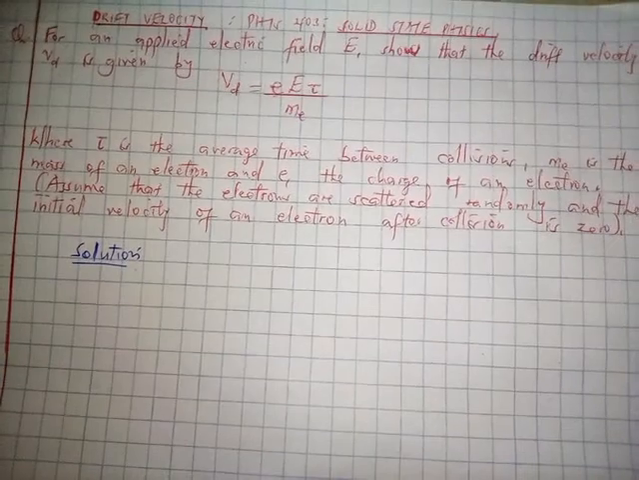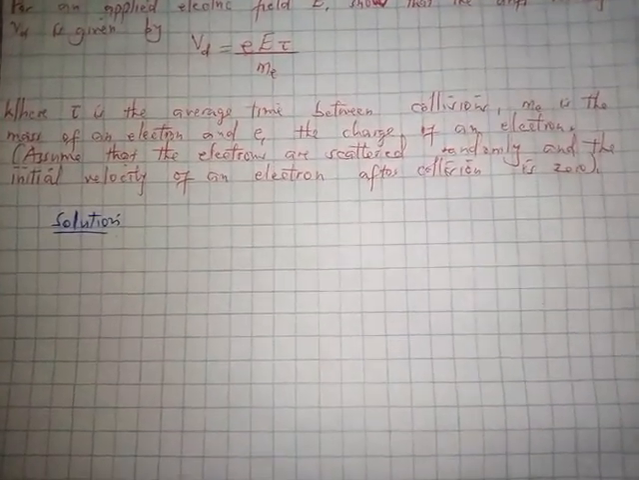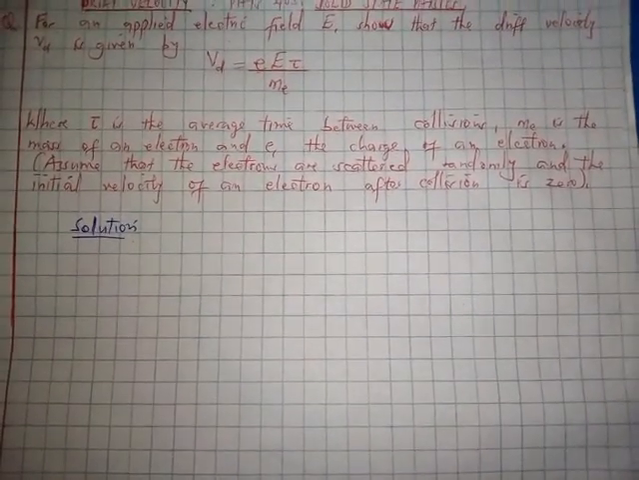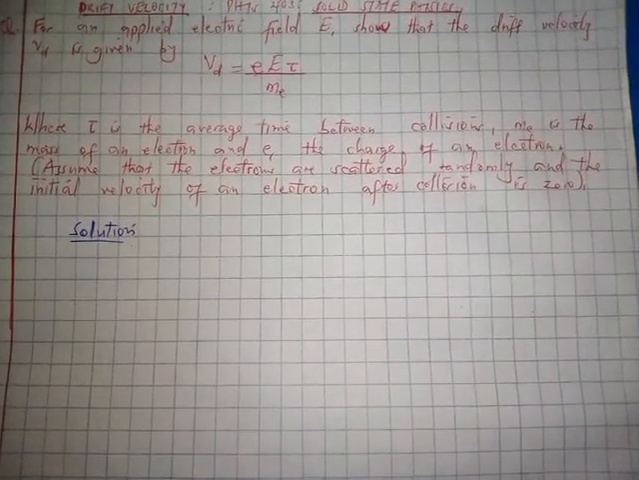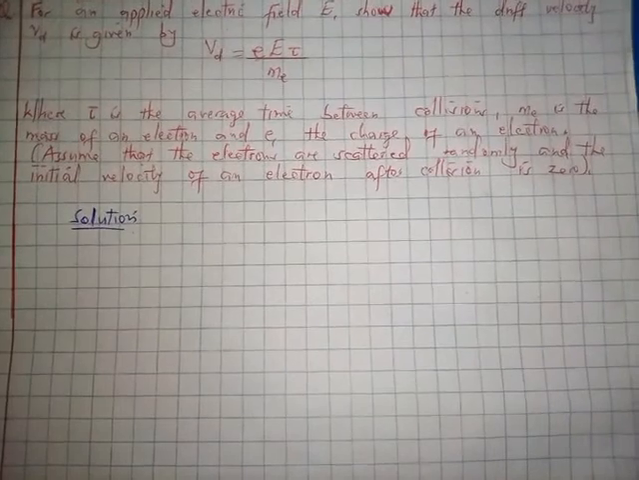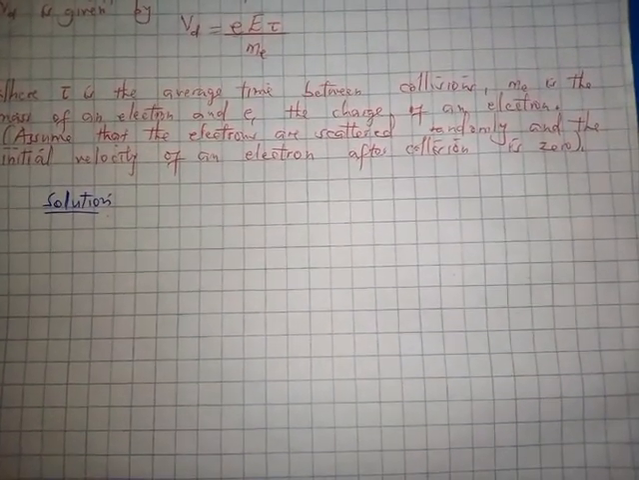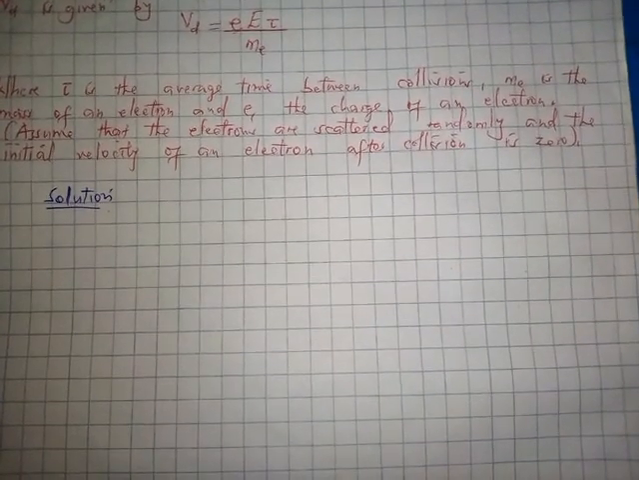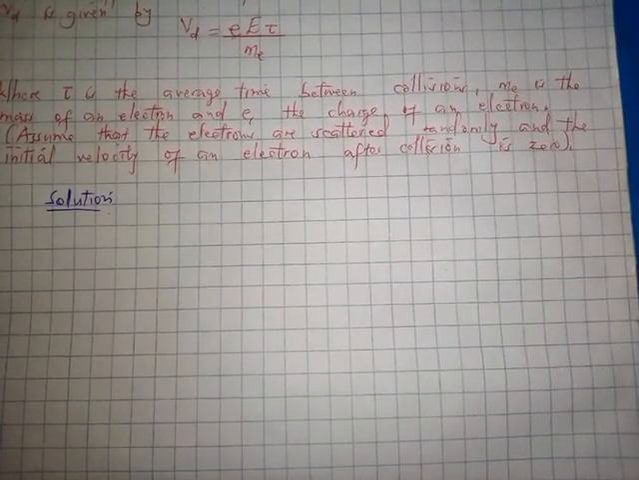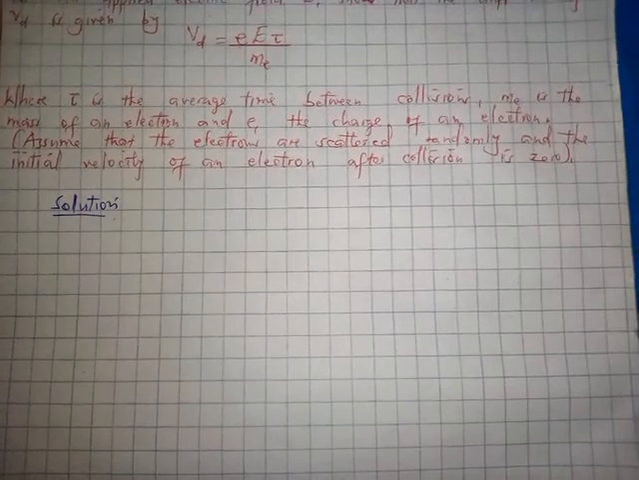So before we start deriving the formula, I would like to remind you what drift velocity is. Drift velocity is defined as the average velocity attained by the particles or electrons of a given material due to an electric field that is proportional to the current.